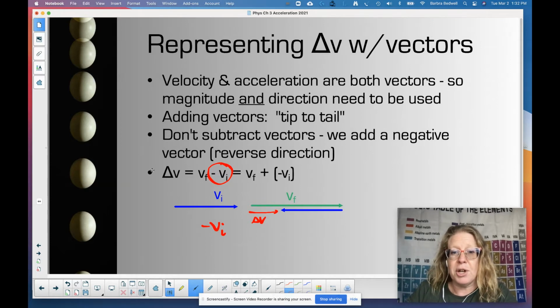But remember, we're starting with VF, so that means our resultant vector has to start at the tail of this one, and then it ends at the tip of the second one, which is right here. So that's why we have our delta V in that particular spot. Now this shows us the magnitude, how big delta V is, and it shows us the direction that it's pointing towards, the same direction as VF is. So let's show some numbers. It'll make it a little bit easier to see.